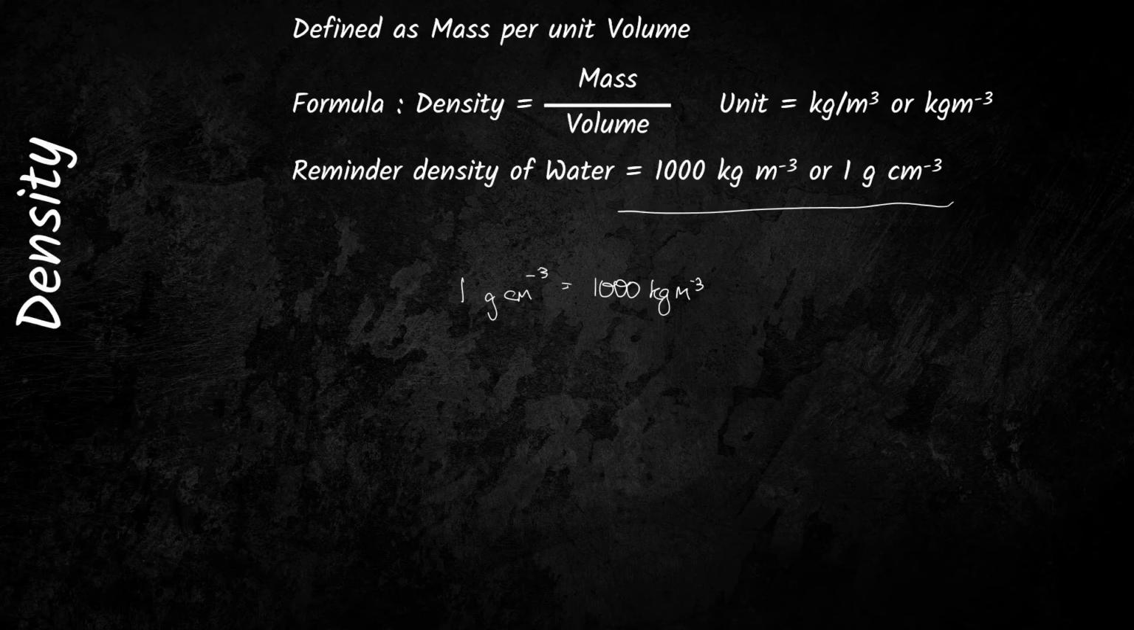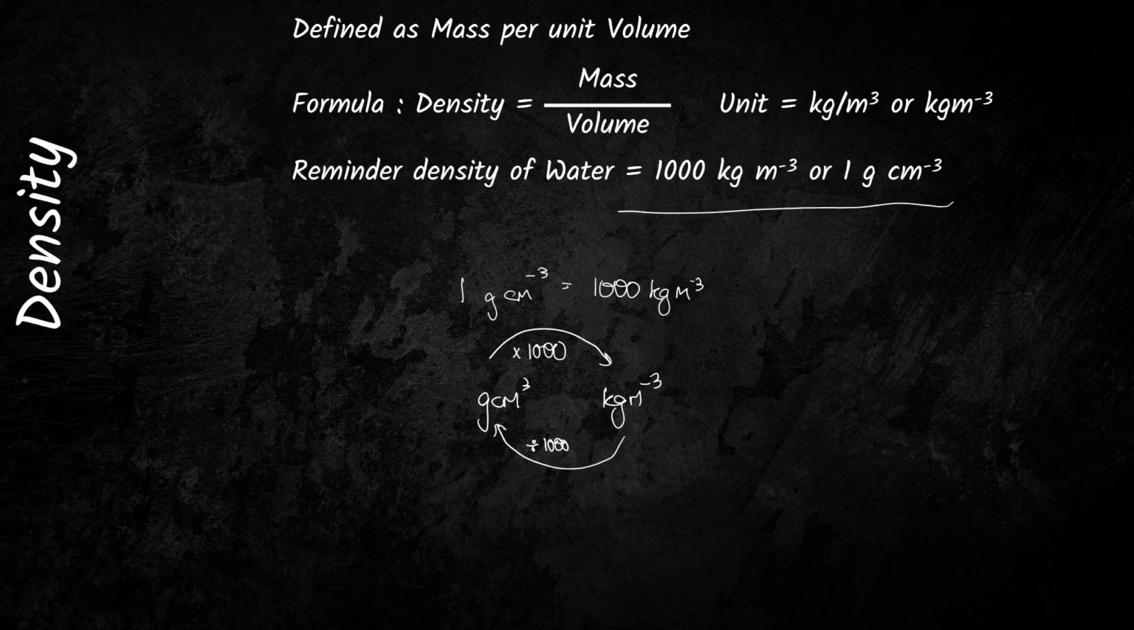If you want to convert from grams per centimeter cube to kilograms per meter cube, all you need to do is multiply by 1000. And if you want to convert backwards into grams per cm cube, all you need to do is divide by 1,000.